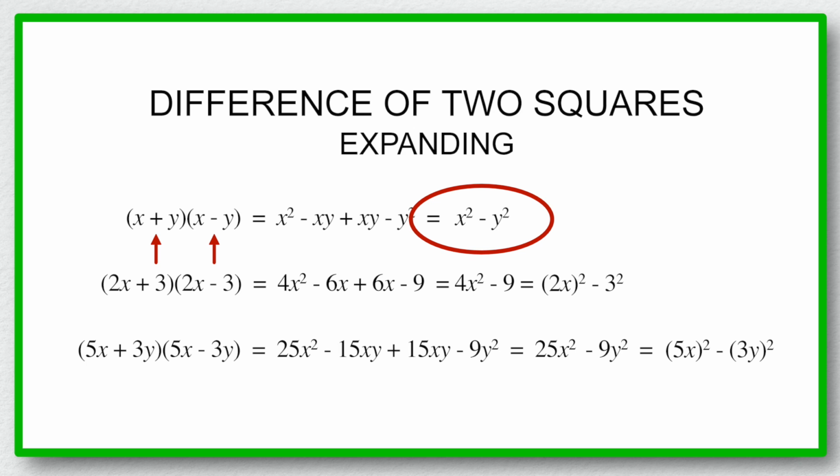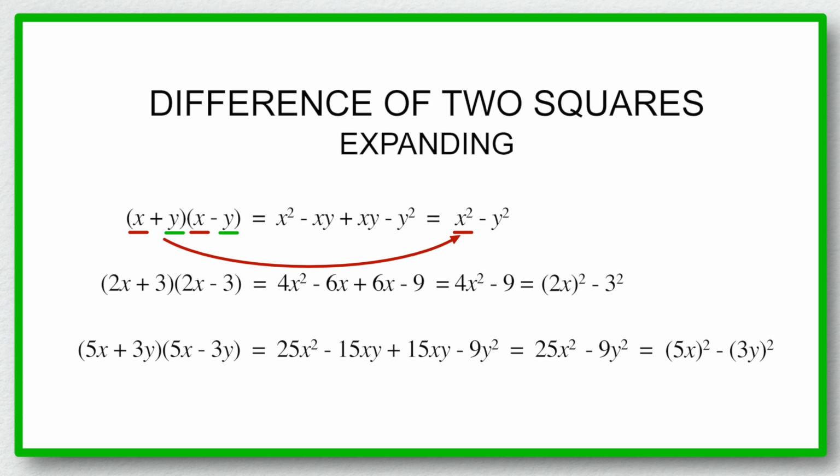We have one term squared subtract another term all squared. The difference of two squares. The word difference refers to the subtraction. And notice the relationship between the squared terms and the terms in the brackets. We have x here and x squared here, y here and y squared here.